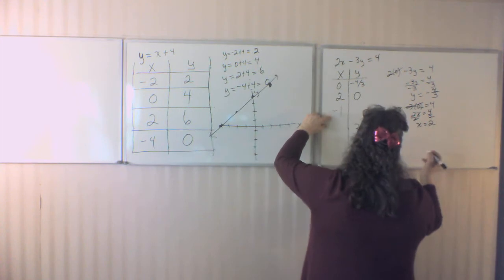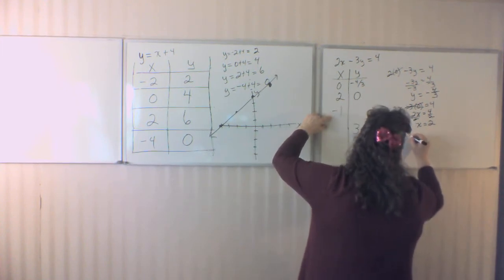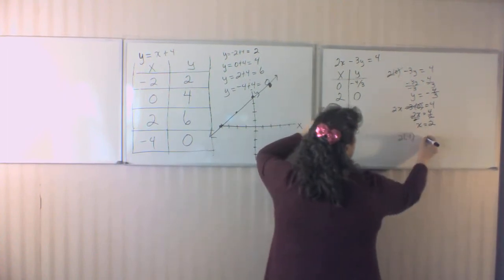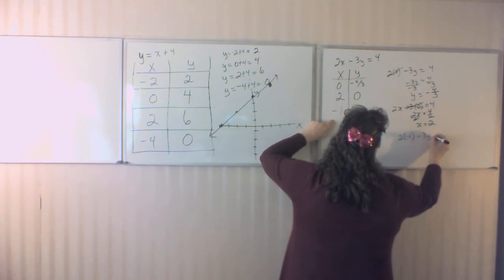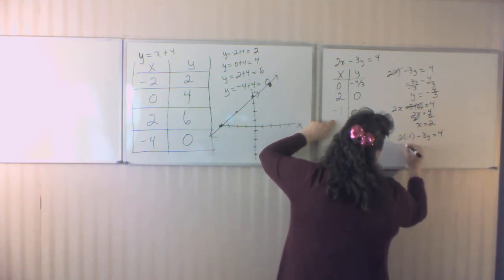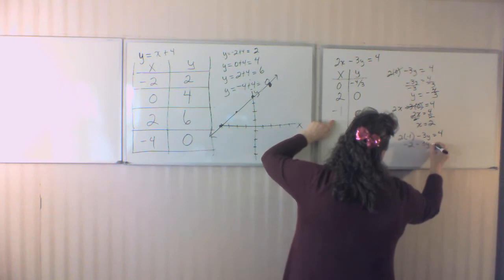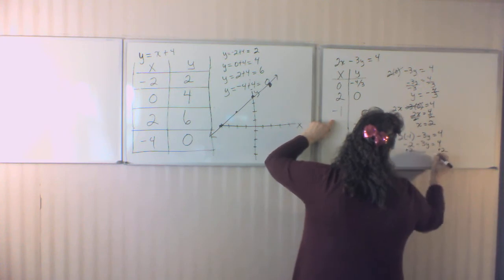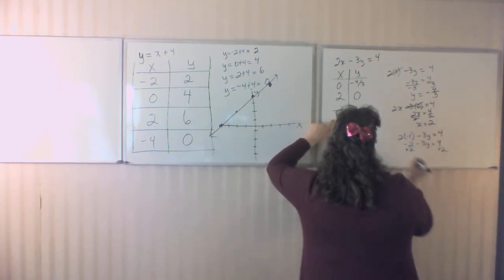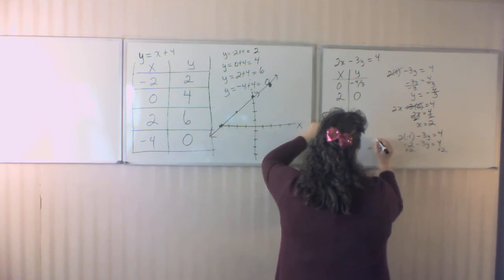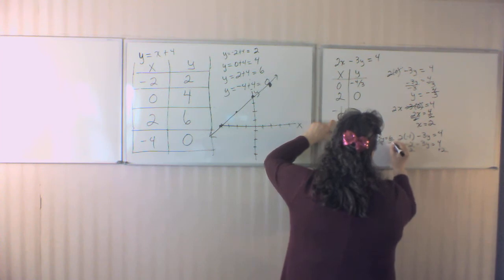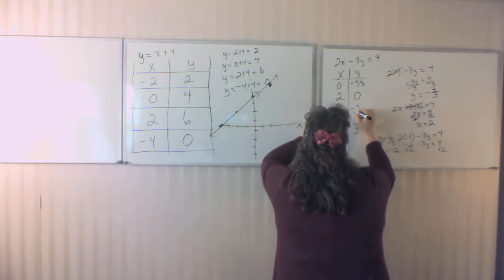And now let's try a negative 1. 2 times negative 1, since my negative 1 is x, I'm going to put that in. 2 times negative 1 minus 3y equals 4. This is negative 2 minus 3y equals 4. Therefore, add my 2 to both sides, and I end up with negative 3y equals 6. Divide by negative 3, and y is equal to negative 2. So this one is negative 2.